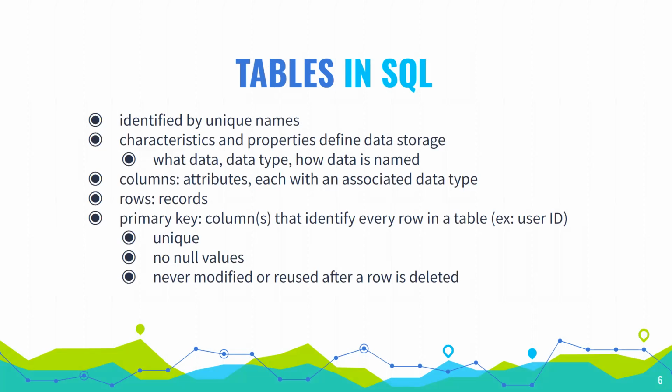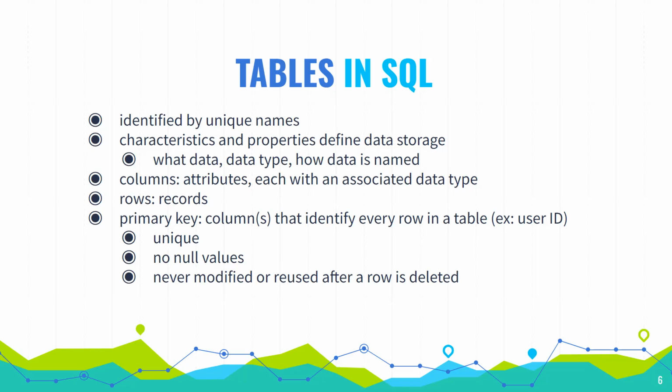Okay, so in SQL, we'll be mainly toying with tables. Each table is identified by a unique name. Typically what's stored is the data type, and how the data is named. If you're familiar, there are columns and rows in tables. The columns tell certain attributes and the rows are kind of records.